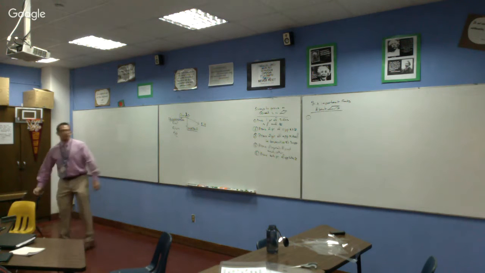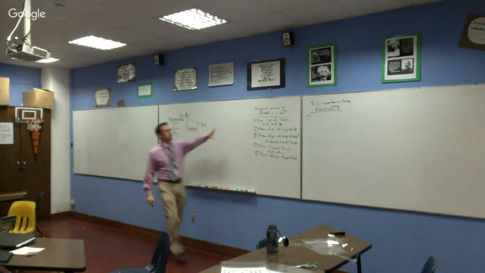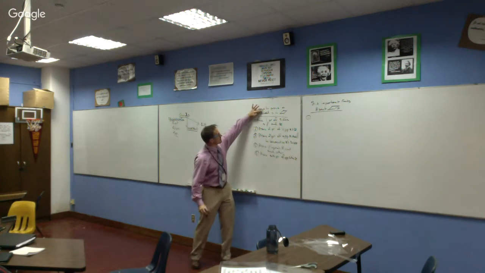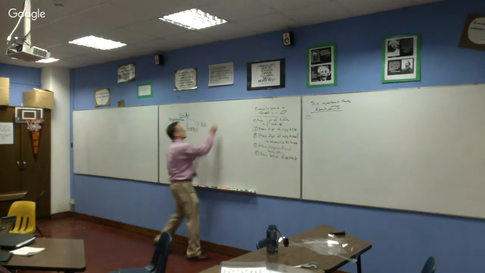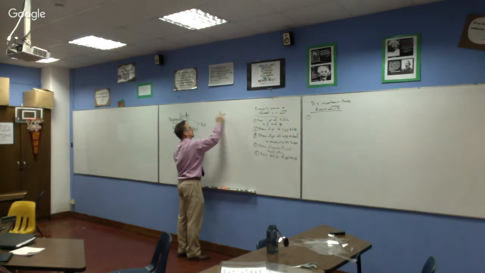Okay, so we know what it means to prove that a quadrilateral is a parallelogram. Well, how do I determine if it is a rectangle?